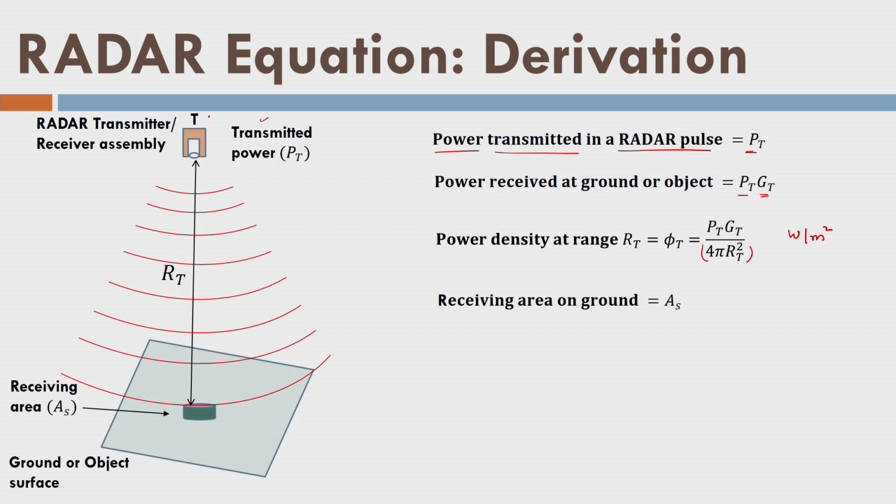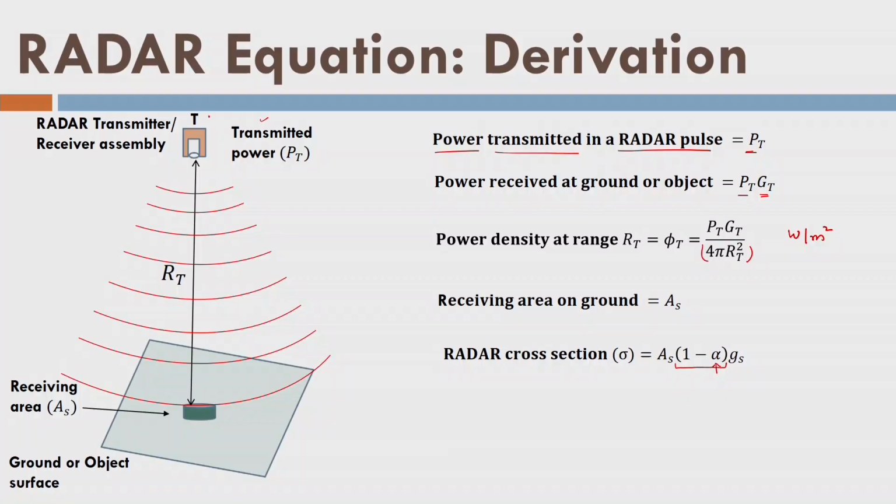Then the receiving area on the ground is AS, as we have already indicated. So radar cross section we define like this. Alpha is the absorption of the material. So the material will first absorb part of the energy falling on it. Now if this is absorption, then this is reflectivity, and this is again an ideal reflectivity. For example, if absorption is 10%, reflectivity will be 90%. However, this is an ideal case. Let us say the material has some efficiency of reflecting the energy, which is GS. What we call gain here is called the antenna gain.